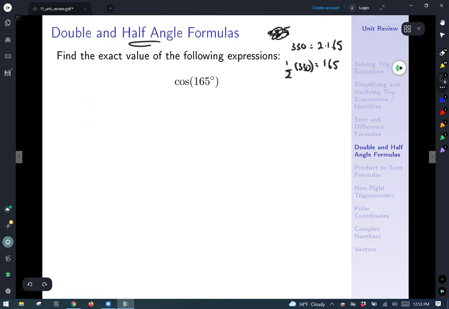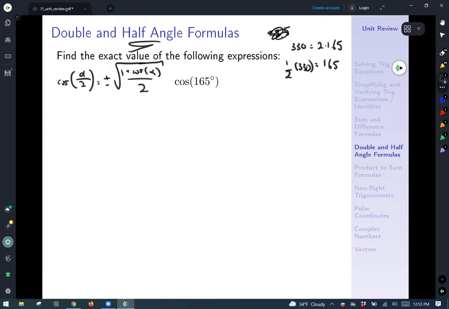And so we're going to use the half angle formulas here. So what is the half angle formula? I'll write it out. This would be a good time to write this out. Cosine of, typically we use alpha for some reason, alpha over 2 is equal to plus or minus the square root of 1 plus cosine of alpha over 2, all underneath the square root.